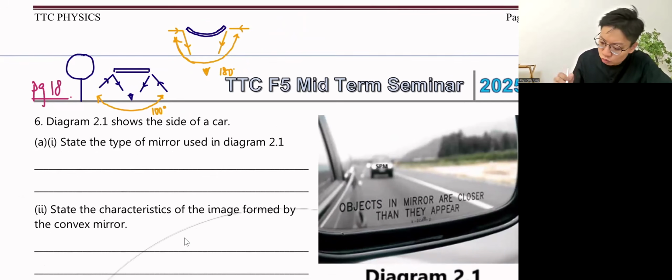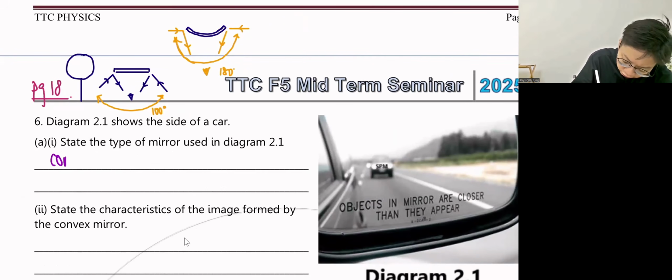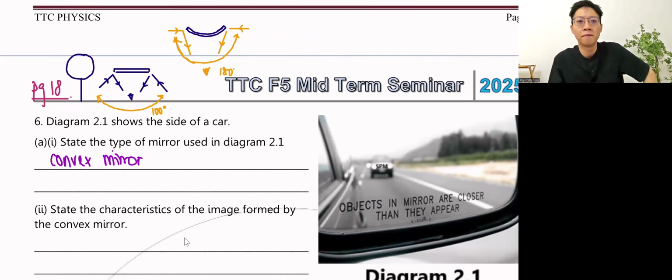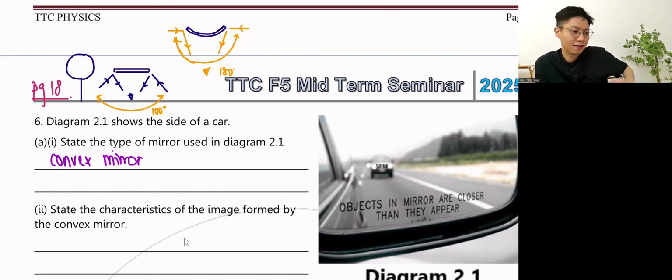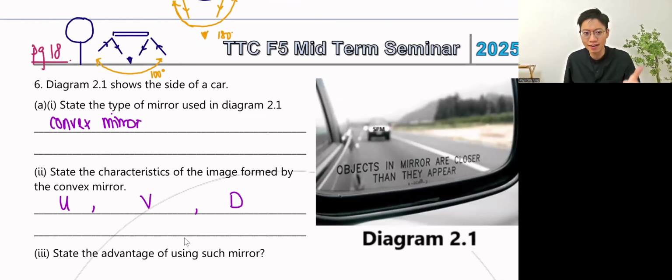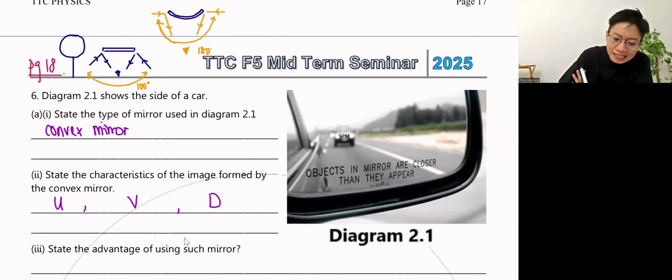Okay, state the type of mirror used in 2.1. The type of mirror that we will use in 2.1 is a convex mirror, which is this one. Okay, state the characteristics of the image formed. So guys, that's your convex mirror. What are the characteristics of the image formed? Yes, very good. We call that the upright, virtual, diminished. Very good.